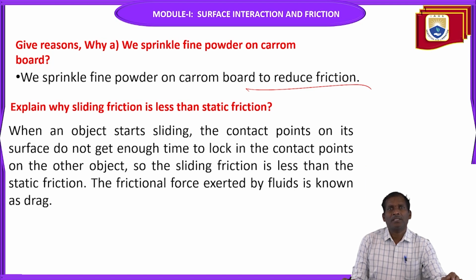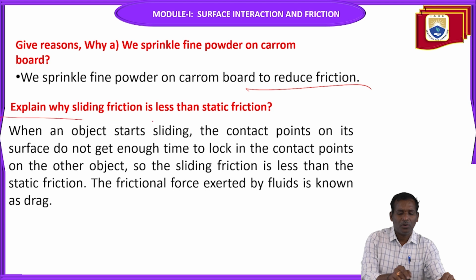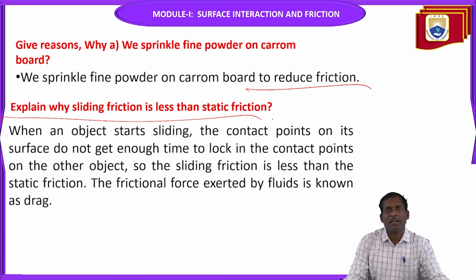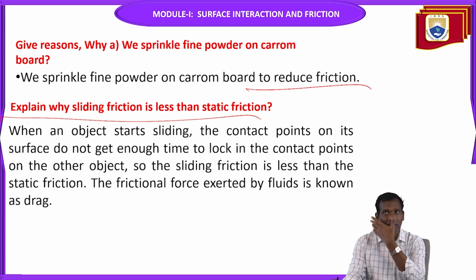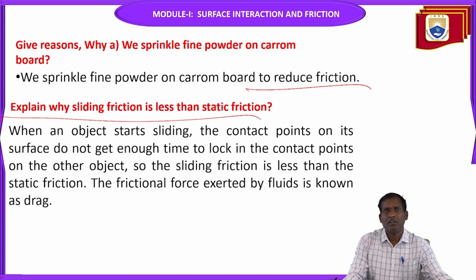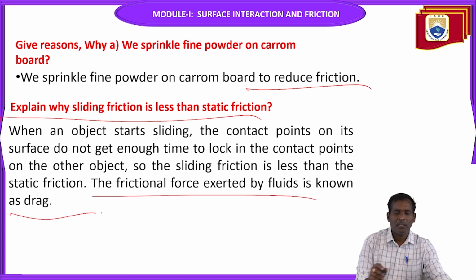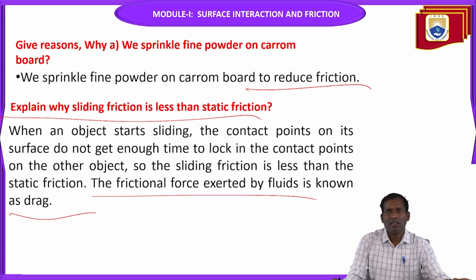Next, explain why sliding friction is less than static friction. You already know the types of friction: one is sliding friction and another is static friction. When an object starts sliding, the contact points on its surface do not get enough time to lock in with the contact points on the other object. So the sliding friction is less than the static friction. The frictional force exerted by fluids is known as drag force. So yes, the static friction is greater than the sliding friction.